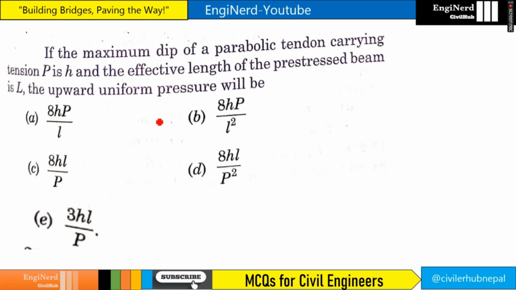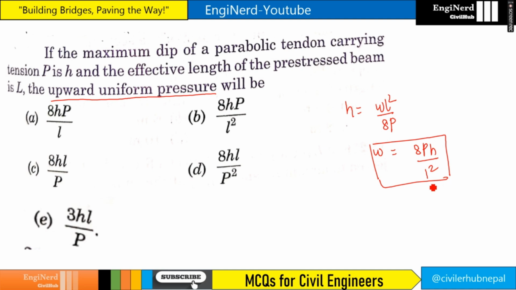Next, if the maximum depth of a parabolic tendon carrying a tension P is H and the effective length of the pre-stressed beam is L, the upward uniform pressure will be... We have already discussed this. H is equal to WL square by 8P, right? So in the case of W, it will be 8PH by L square, right? So our answer will be 8HP by L square.